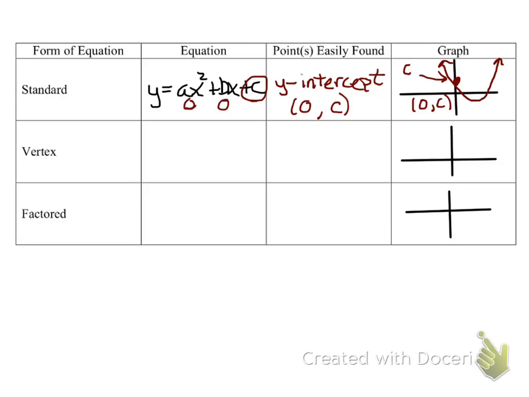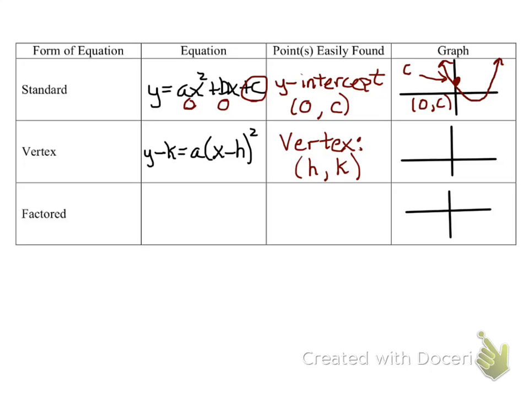All right, the other day in section 12.1, we also learned about the vertex form. And in 12.2, we learned how to put a standard equation into vertex form so that we can easily find the vertex. So the vertex form is y minus k equals a times the quantity x minus h, squared. The point that's easily found is the vertex. That's why we call it the vertex form. So the vertex, when we have an equation in that form, is just (h, k).